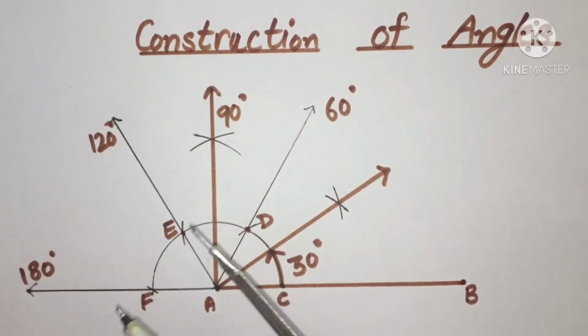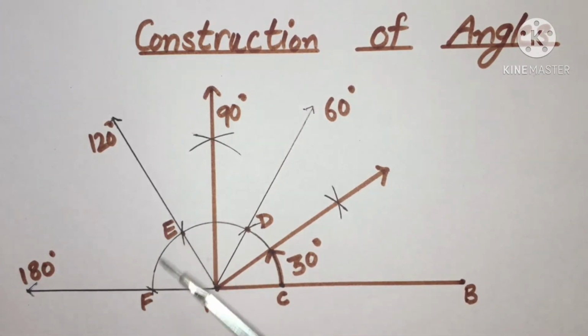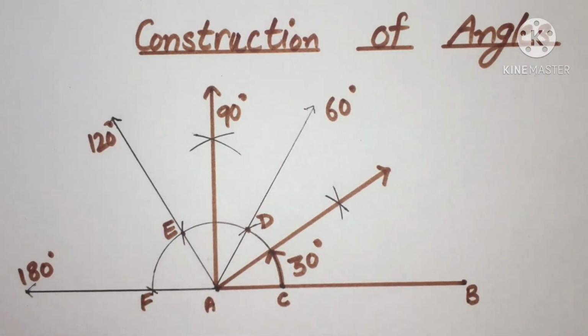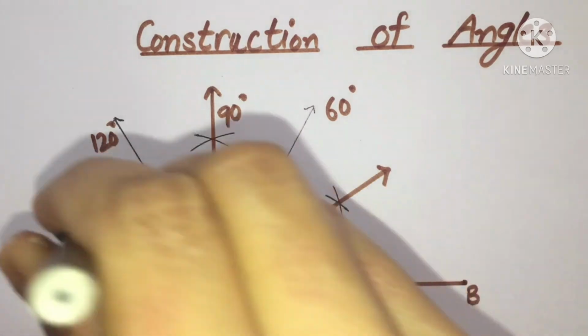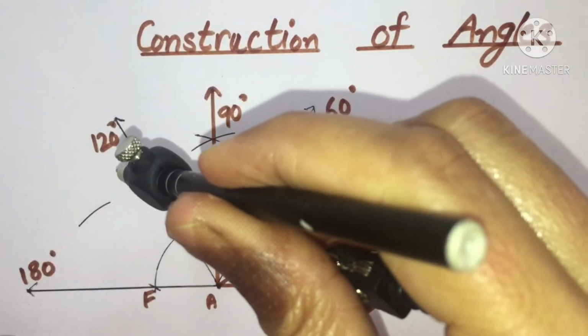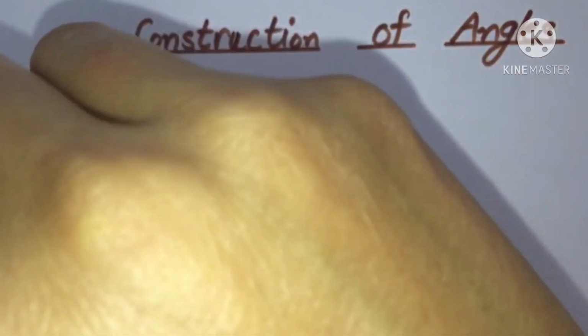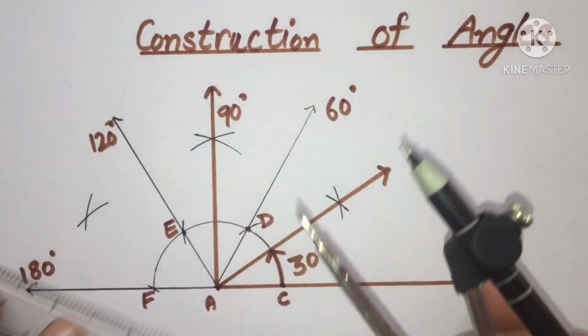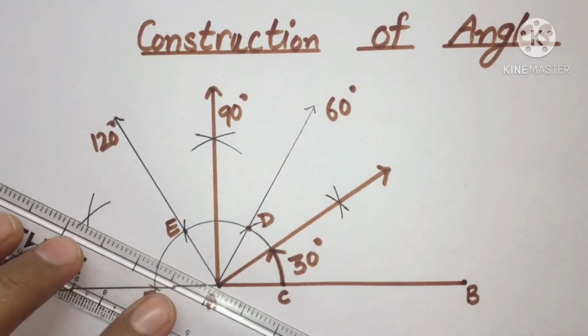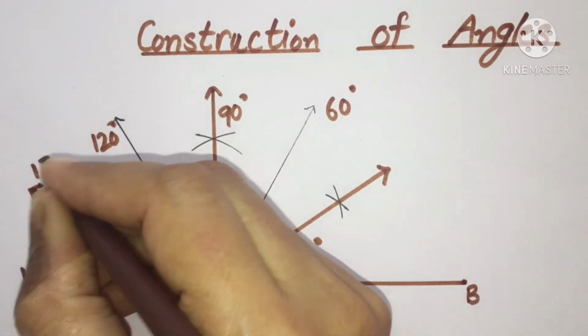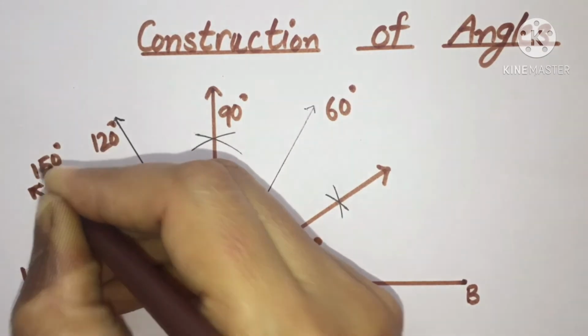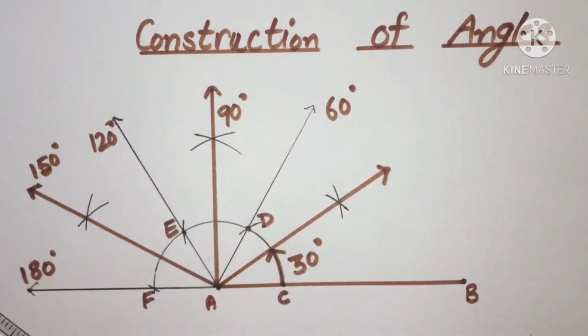Now I will bisect this angle between 120 and 180 with the same method. I will take the compass on the F point, draw an arc, then on the E point and draw one more arc. Then I will join. So this angle is 150 degrees. So with the help of this method you can bisect any angle.